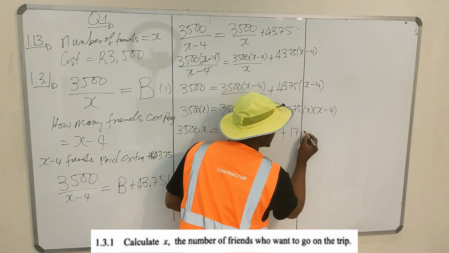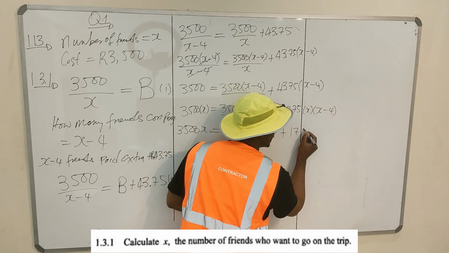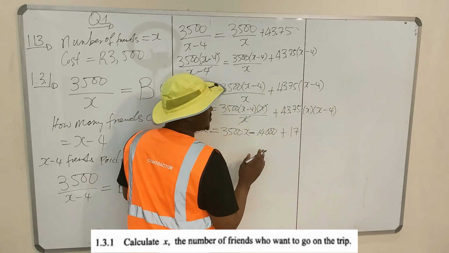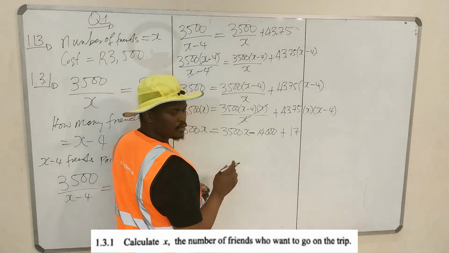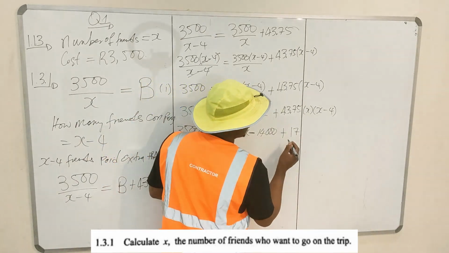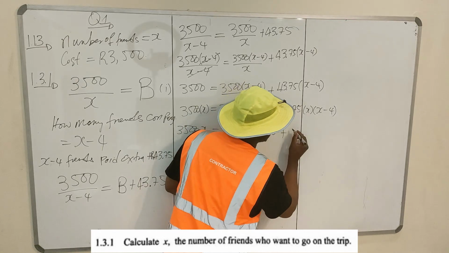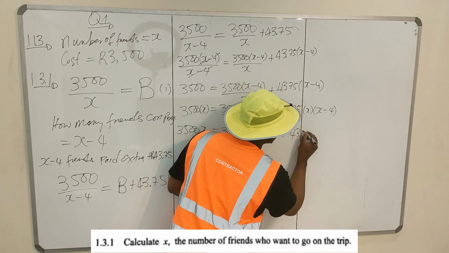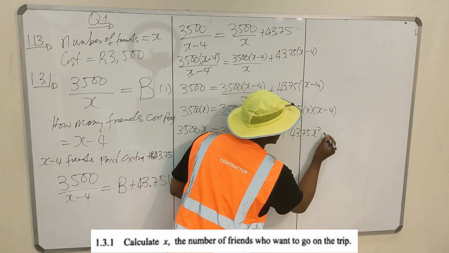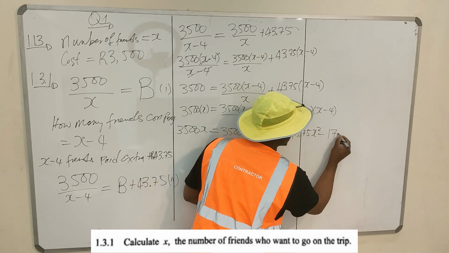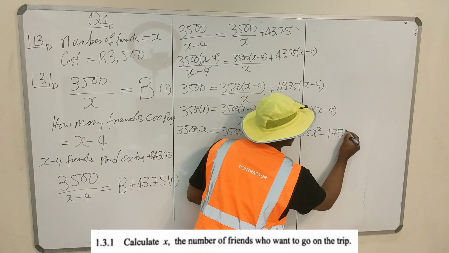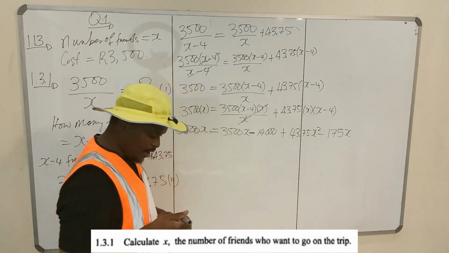Okay. So, you said 43 rand 75x times x. So you said it's 170, minus 175. Why is it minus? Oh, it's 43.75x times x, which is 43.75x squared, minus 175x. Is everyone happy so far?